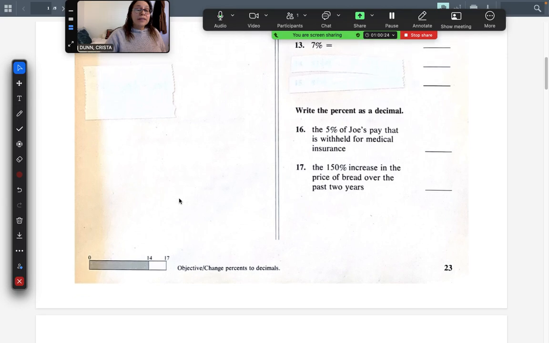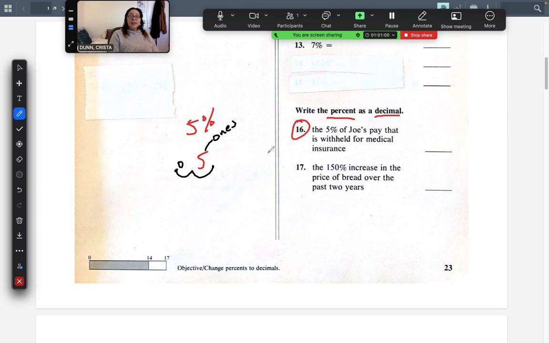Let's do 16 and 17. Write the percent as a decimal. 5% of Joey's pay that is held for medical insurance. So of course this will be 5, and I'm going to take that decimal point and put it after the ones place, right? Because this is the ones. And I'm going to move it how many place values? And which way? Smaller. So I can take that sticker off, right? No percent sign.